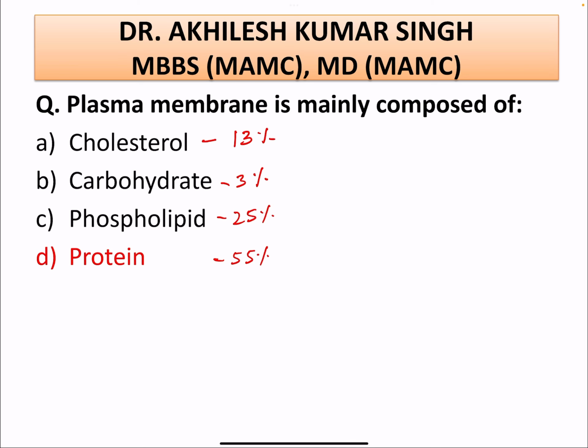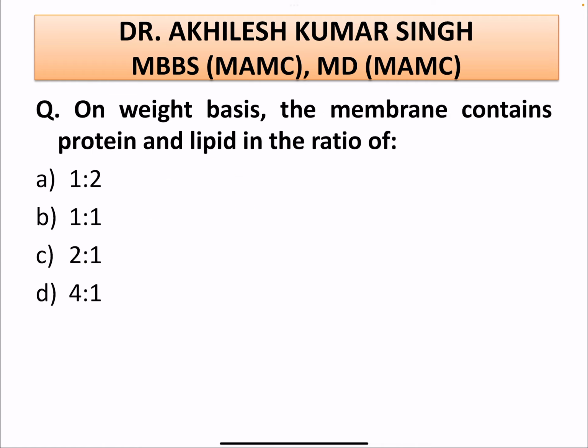So therefore, look at the question here. The plasma membrane is mainly composed of. In terms of percentage, cholesterol is 13%, carbohydrate is 3%, phospholipid 25%, proteins 55%. Out of these, the proteins are the main or major component of this cell membrane in terms of the area occupied in the cell membrane. Now let us look at the second question here.